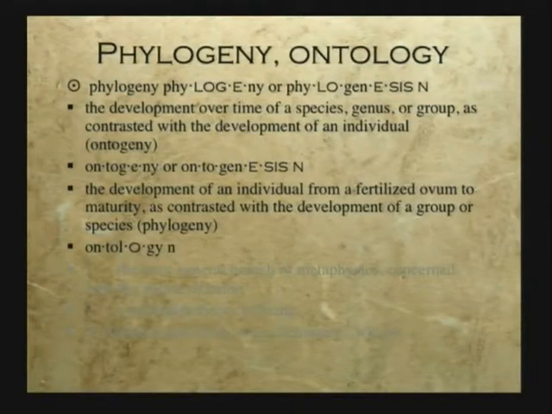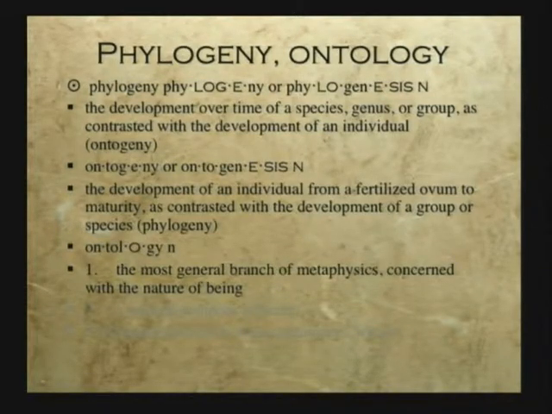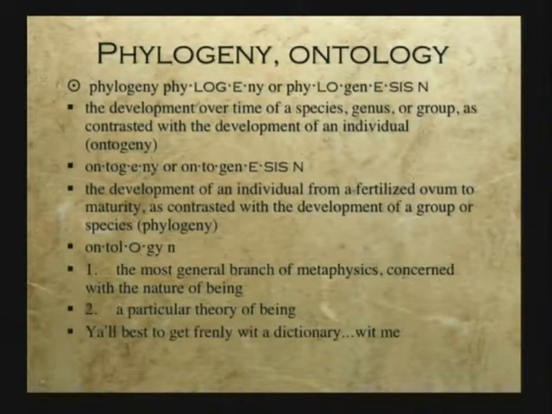What we didn't necessarily get into. So, ontology, the most general branch of metaphysics concerned with the nature of being. Where do we come from? What are our origins? A particular theory of being. So, you best get friendly with a dictionary. Paper dictionary is best, but that's my bias.